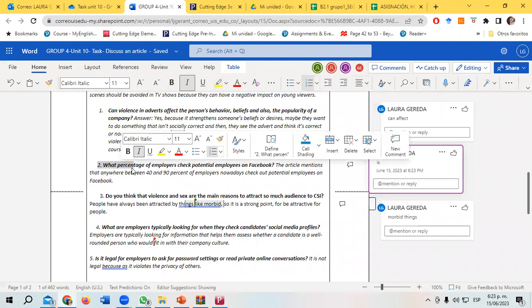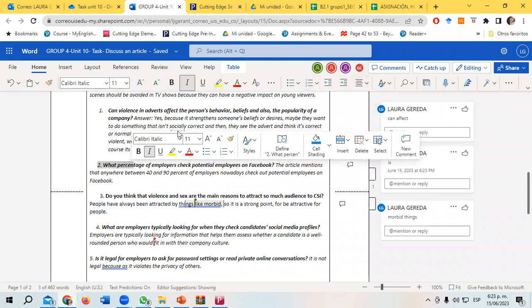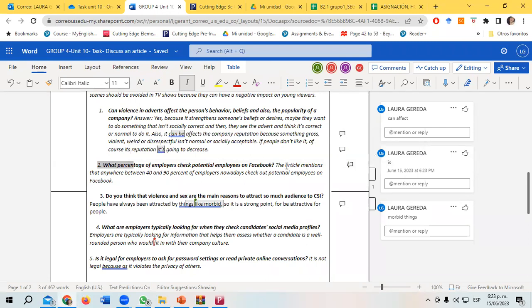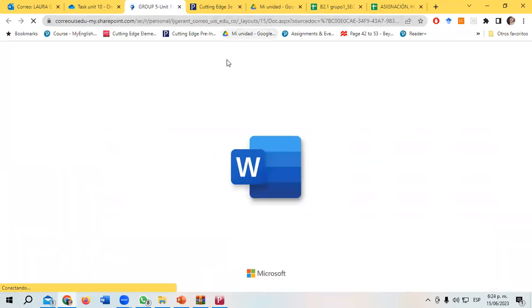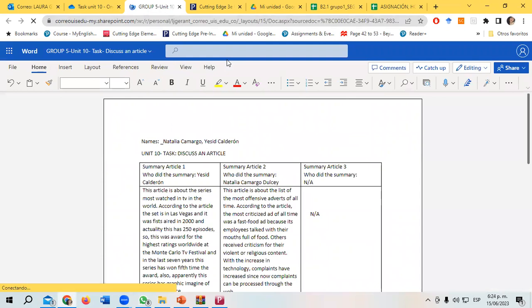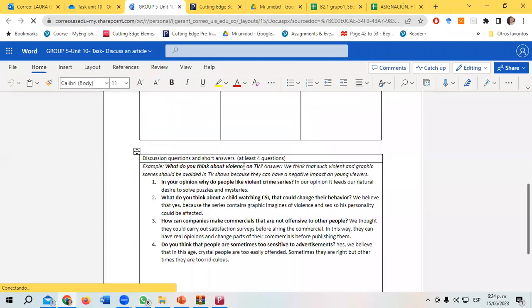For example, this question is only reporting what you read in the article and not discussing your opinion, okay? What percentage of employers, this is just about the article, you are reporting. The idea was to discuss and give your opinion about these topics, okay? Okay, teacher, thank you. All right, and finally, group number 5, Natalia and Yesit. Okay, so only for 1 and 2.